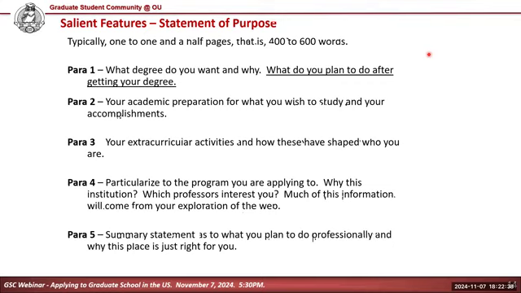Then the third one is your extracurricular activities. And the emphasis needs to be, how have these shaped who you are? If you just tell me I love to play soccer, I love to do this, I love to do that, it doesn't mean anything. But I'm looking for your emotional quotient. The intellectual quotient you told me in your GPA and GRE. In this, I'm looking for your emotional quotient.